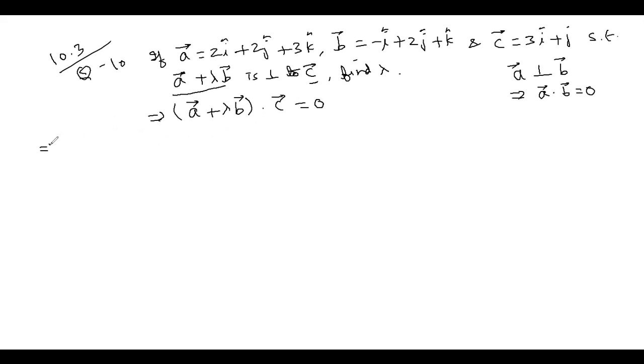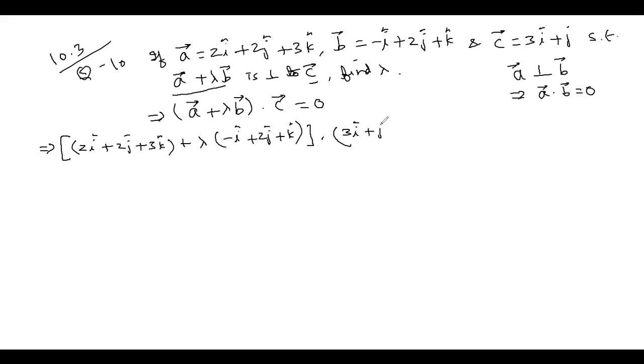Now you can substitute the values of the vectors. Vector A is 2i plus 2j plus 3k, plus lambda times vector B. Vector B is minus i plus 2j plus k, dot vector C. Vector C is 3i plus j plus 0k. For your convenience, you can write 0k is equal to 0.